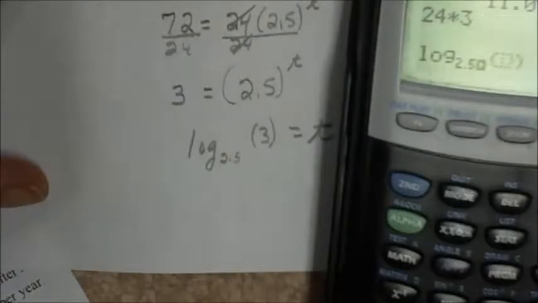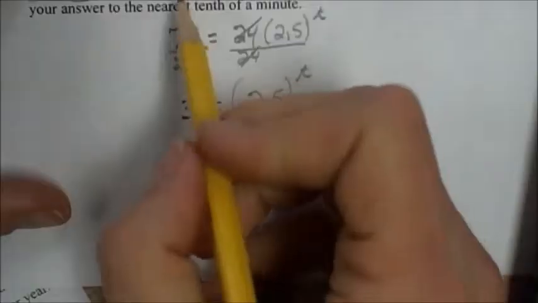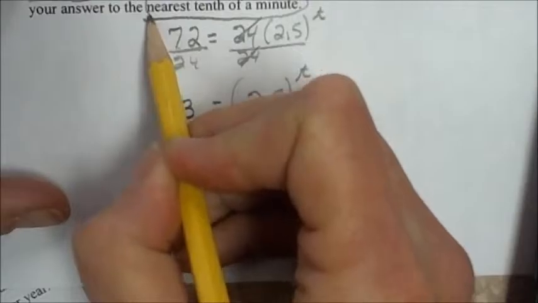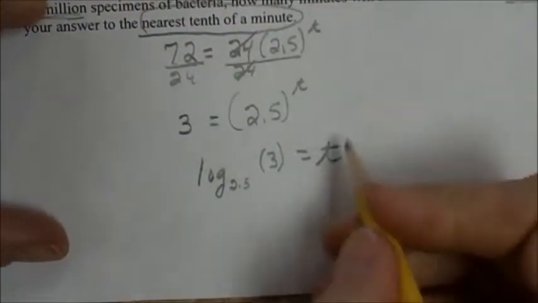Sorry about that. Log base 2.5 of 3 is equal to 1.198. They want this rounded to the nearest tenth of a minute. So to the nearest tenth, it would be 1.2 minutes.